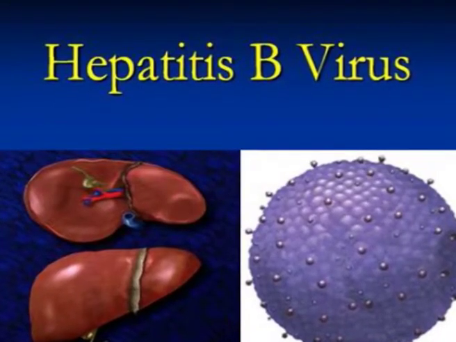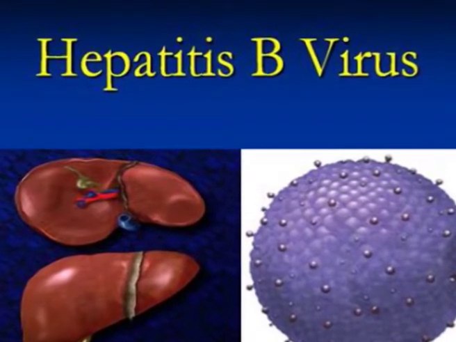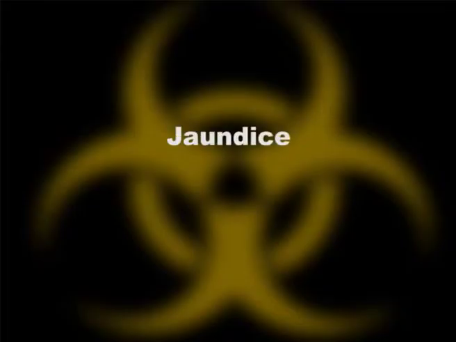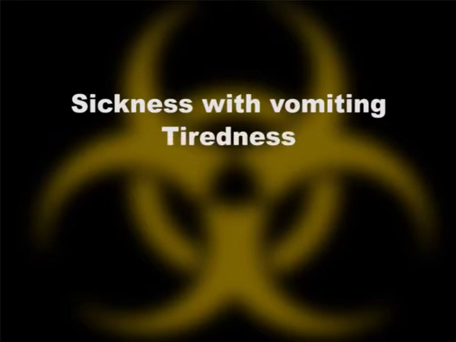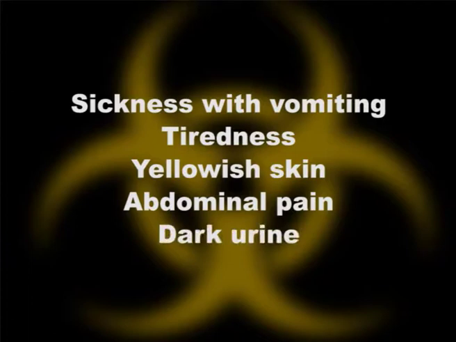Hepatitis B can cause both acute and chronic infection. It leads to chronic conditions such as jaundice, cirrhosis and liver cancer, but it also leads to acute symptoms, for example, sickness and vomiting, tiredness, yellowish skin, abdominal pain and dark urine.